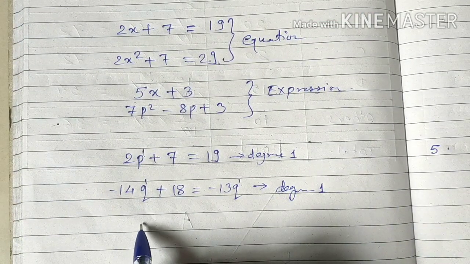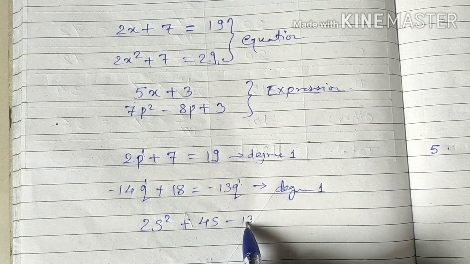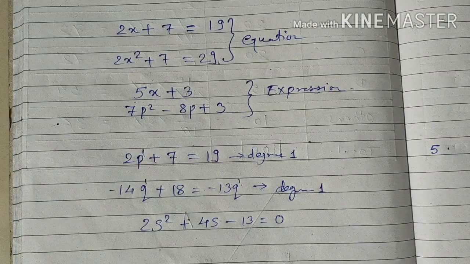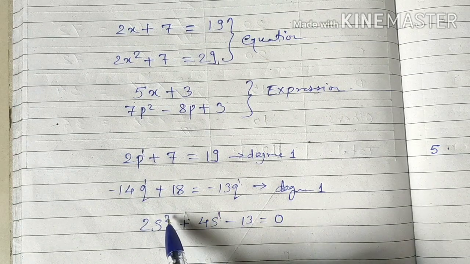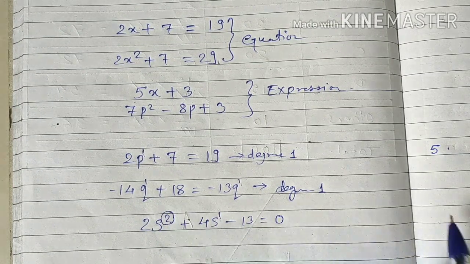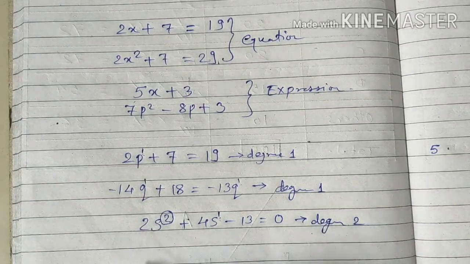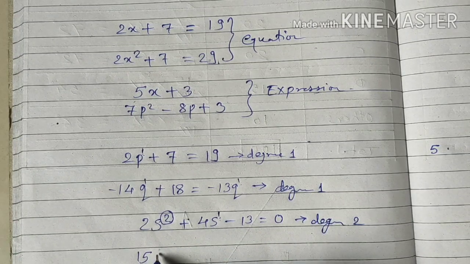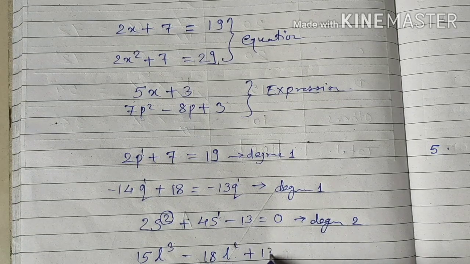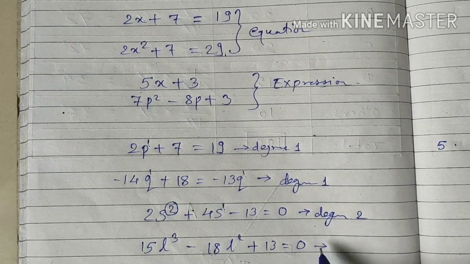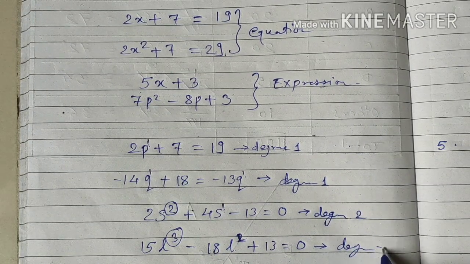Similarly, if I write 2s² + 4s - 13 = 0, in this the powers of the variable are 1 and 2. Which one is the highest power? 2 is the highest power, so its degree is 2. Another example, 15l³ - 18l² + 13 = 0. Which one is the highest power? 3 is the highest power, so its degree is 3.